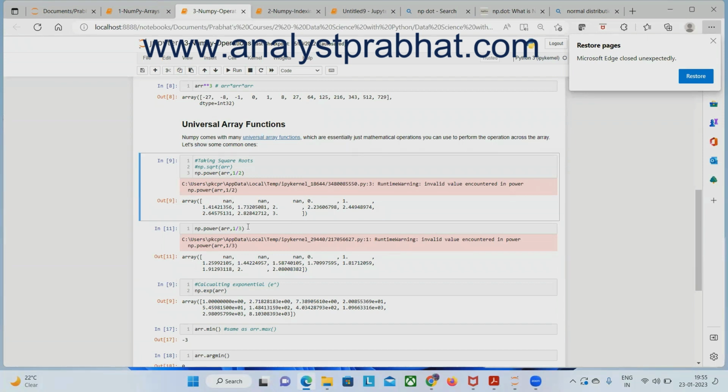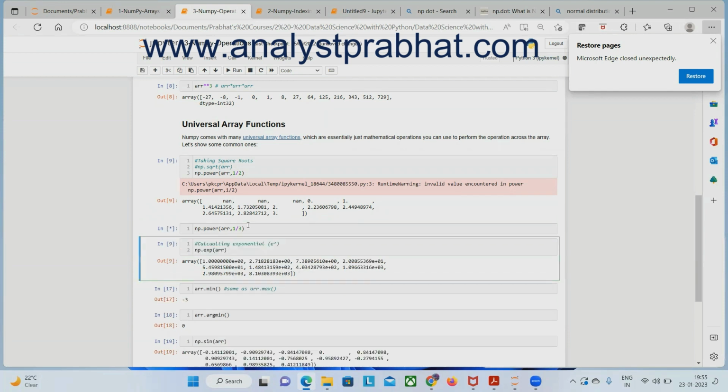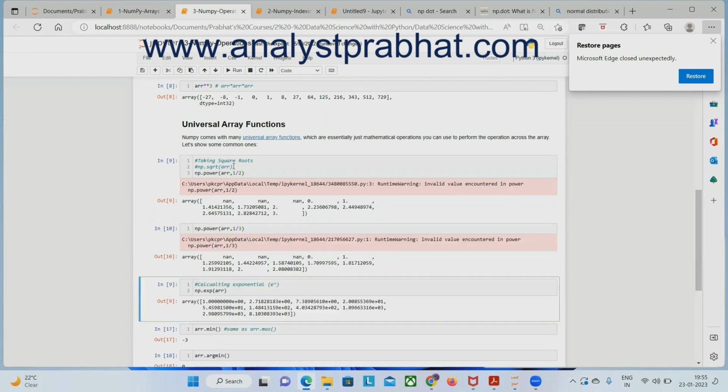Then we are taking the cube root. When we take the cube root, it is also coming like a square root only. So the cube root of a negative number, minus 3, is coming as nan, minus 2 is coming as nan, minus 1 is coming as nan. So the cube root of a negative number is coming as something imaginary. Yes, the cube root of a negative number is also imaginary.